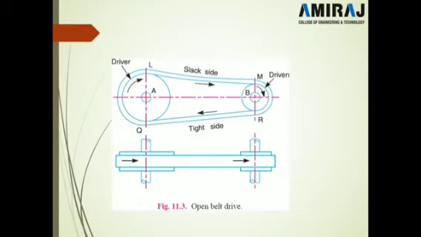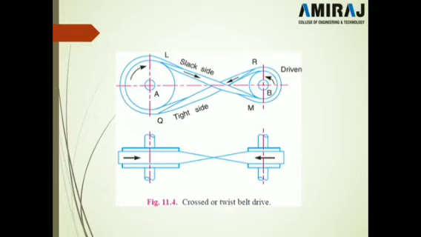Open belt drive, right? In the open belt drive, two pulleys are used. One is the driver pulley and the second one is the driven pulley, right? The belt is going to be wound as open, where the bottom of the driven pulley is wound to the bottom of the driver pulley, and the top of the driver pulley is wound to the top of the driven pulley.